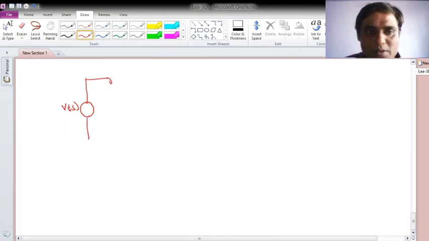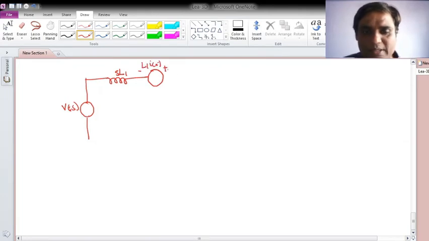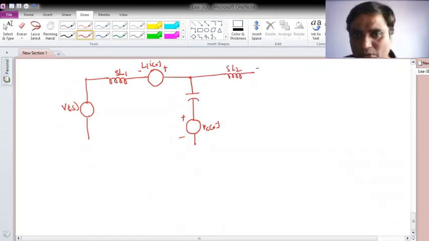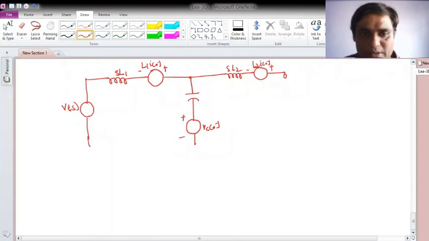Okay, then there is an inductor with value SL1, which is replaced with a voltage source with value L1 I of 0 negative. Then the capacitor is replaced with a voltage source, polarity positive negative, with V sub c of 0 negative. Then again one more inductor, so replace SL2 with one more voltage source, which is negative plus, and it is L2 I of 0 negative. And then there was the terminal of interest.